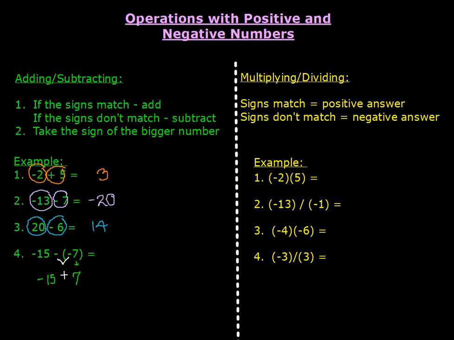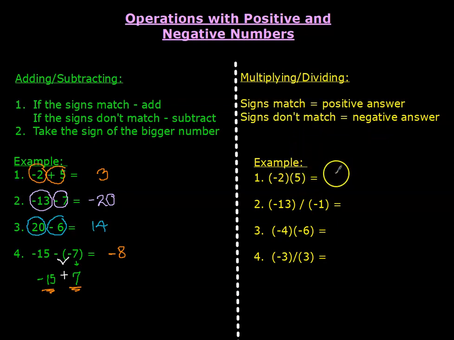Looking at the signs, they don't match. 15 is negative, 7 is positive. So then we subtract, giving us 8, and the sign of the bigger number is 15 and it's negative, so the answer is -8. For multiplying and dividing, it's pretty much a simpler process. If the signs match, it's a positive answer. If the signs don't match, it's a negative answer. And then, you just multiply and divide as usual.